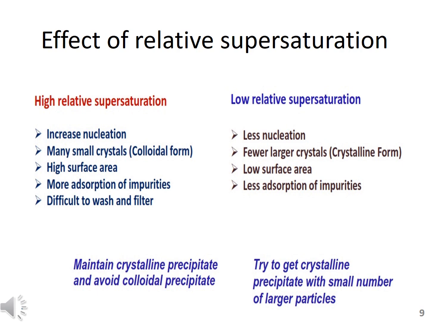सो वी नीड टू मेंटेन अ क्रिस्टलाइन प्रेसिपिटेट एंड अवॉइड कोलाइडल प्रेसिपिटेट। हमें क्रिस्टल्स बनाने हैं, बड़े क्रिस्टल्स बनाने हैं, ना कि कोलाइडल सोल्यूशन की तरफ जाना है। सो ट्राई टू गेट क्रिस्टलाइन प्रेसिपिटेट विद स्मॉलर नंबर ऑफ the smaller number of the nucleus of the larger particles.